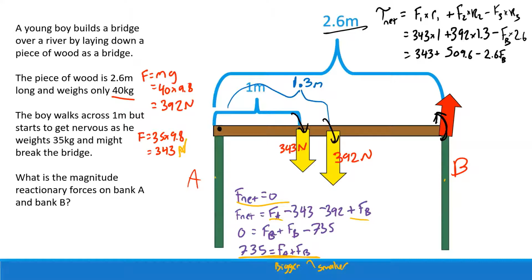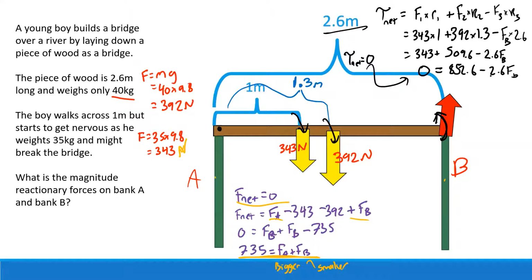But here's the trick, right? We know, and I'm running out of space here, but you're going to have to make do, that the net torque equals 0. How do we know the net torque is equal to 0? Because there's no swinging, there's no rotation, there's no movement. So that means we know 0 equals, I can add these two together at this point, 509.6 plus 343 equals 852.6, minus 2.6 FB. So we can substitute that 0 in here.